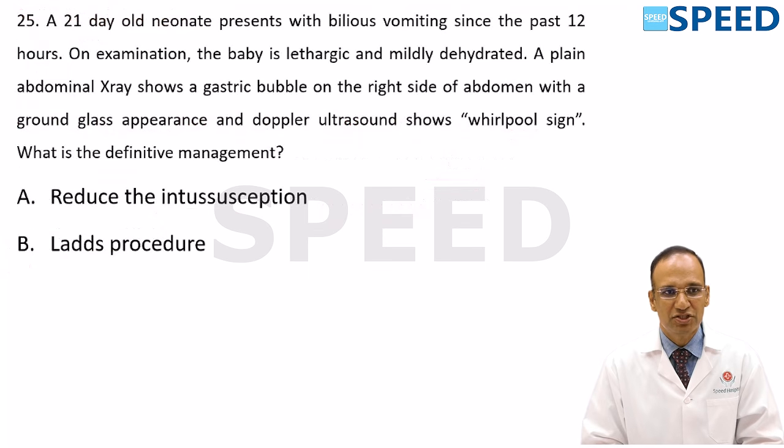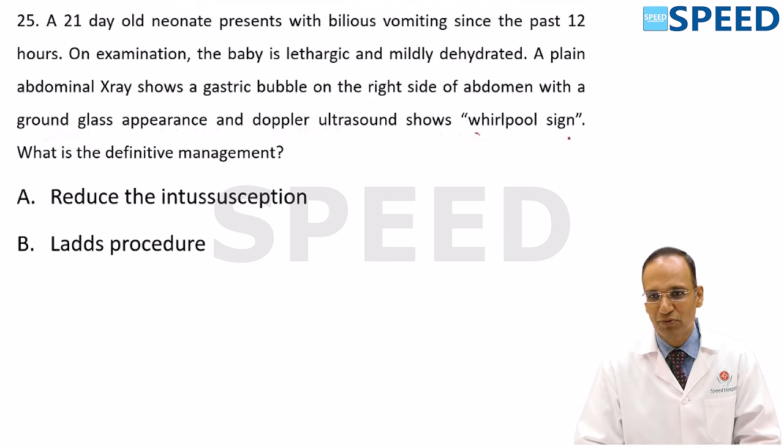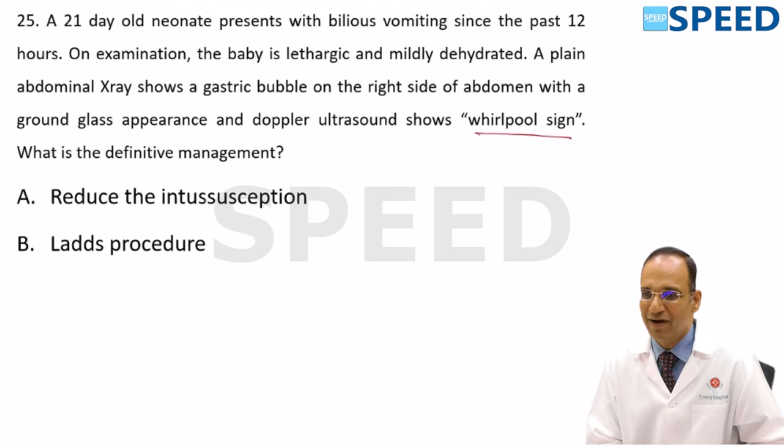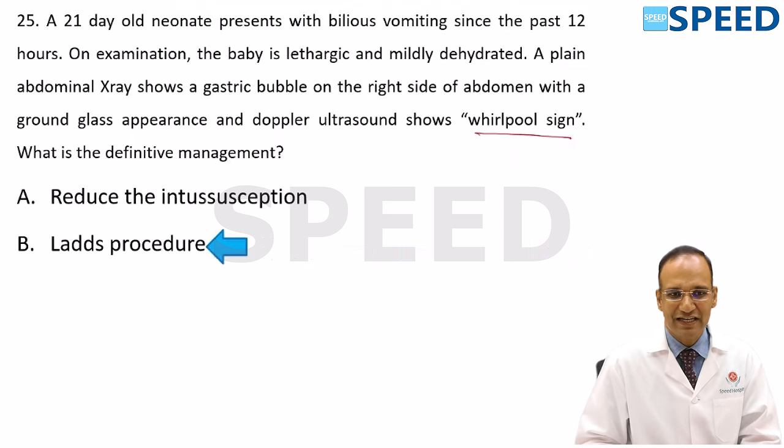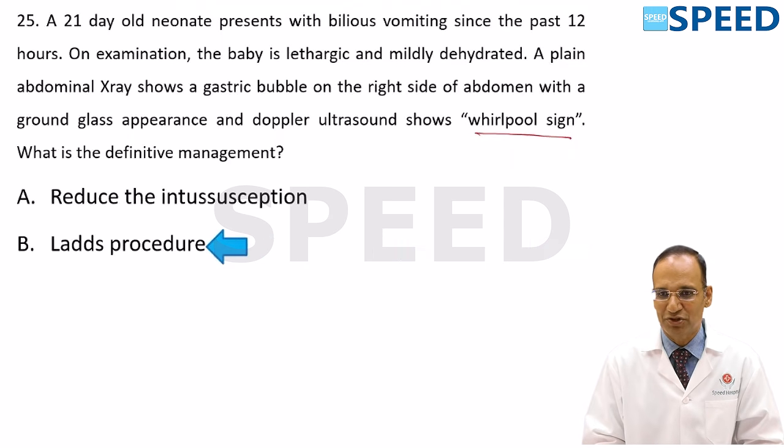Clear? So a 21-day-old neonate presents with bilious vomiting since the past 12 hours. On examination, the baby is lethargic and mildly dehydrated. A plain abdominal X-ray shows a gastric bubble on the right side of the abdomen with a ground glass appearance, and the Doppler ultrasound shows a whirlpool. The whirlpool sign is a classical diagnosis of malrotation. So it is Ladd's band dissection. The Ladd procedure is the procedure of choice.